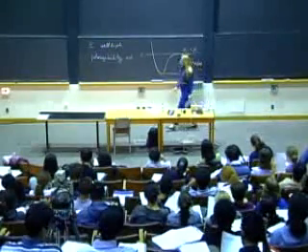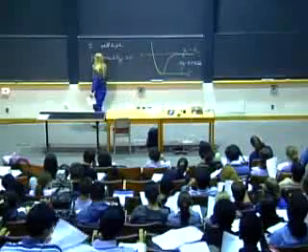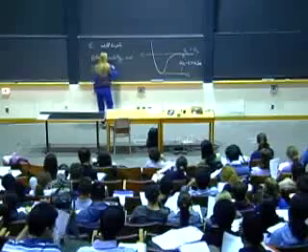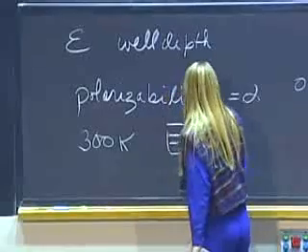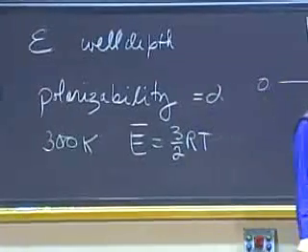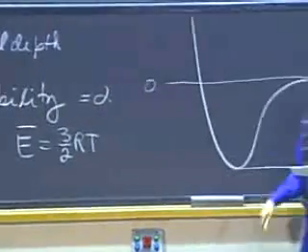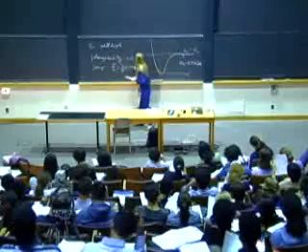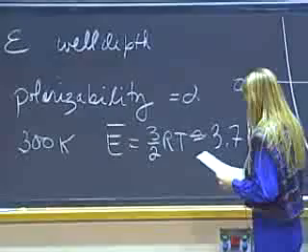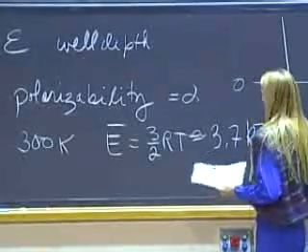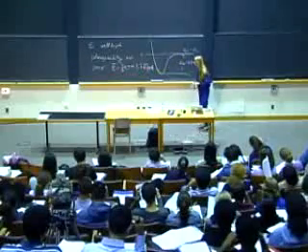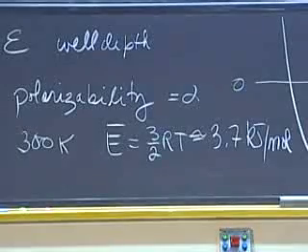Now, let's think about this. At 300 degrees Kelvin, what is the average energy of the molecules? Well, the average energy is 3/2 RT, as we saw. And if I substitute in this temperature, I'm going to get something on the order of 3.7 kilojoules per mole, with two significant figures. Well, let me do the following.